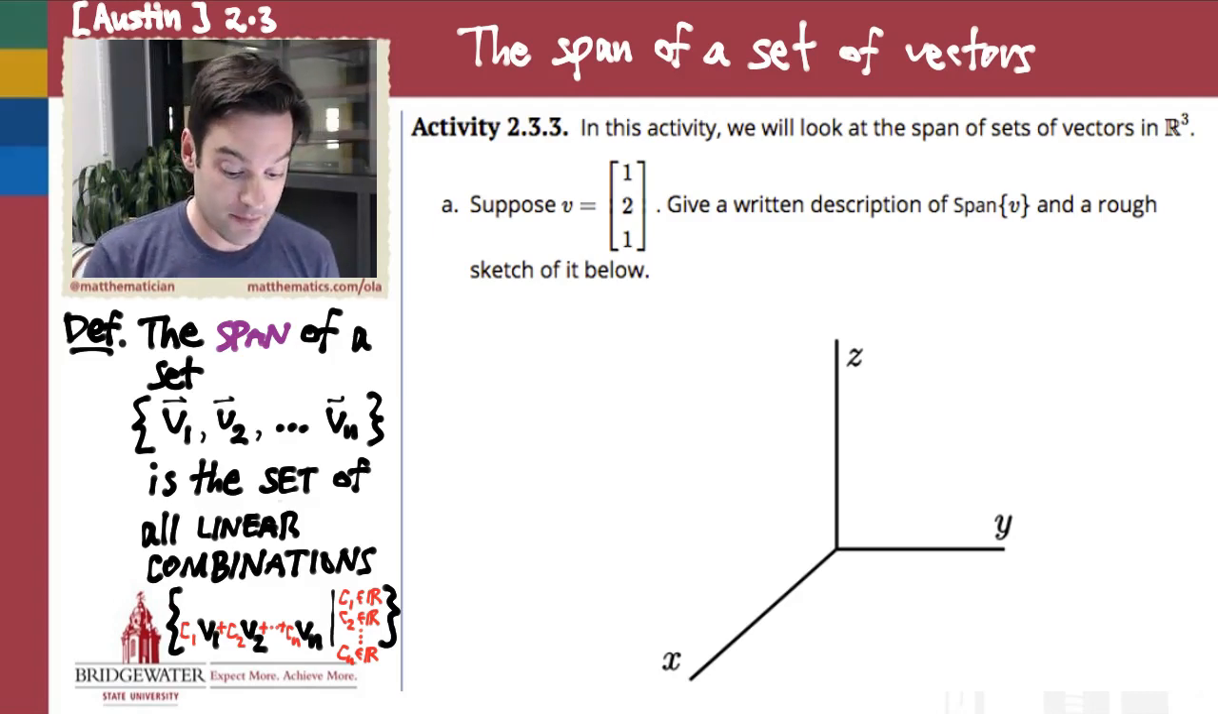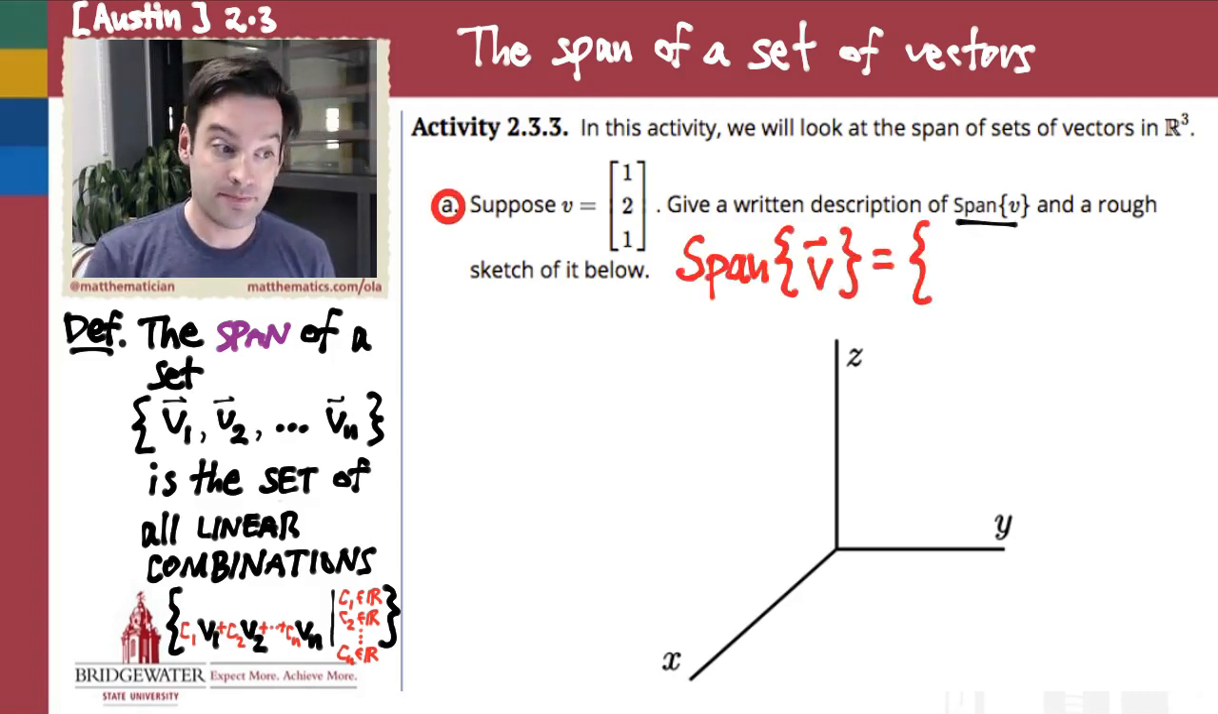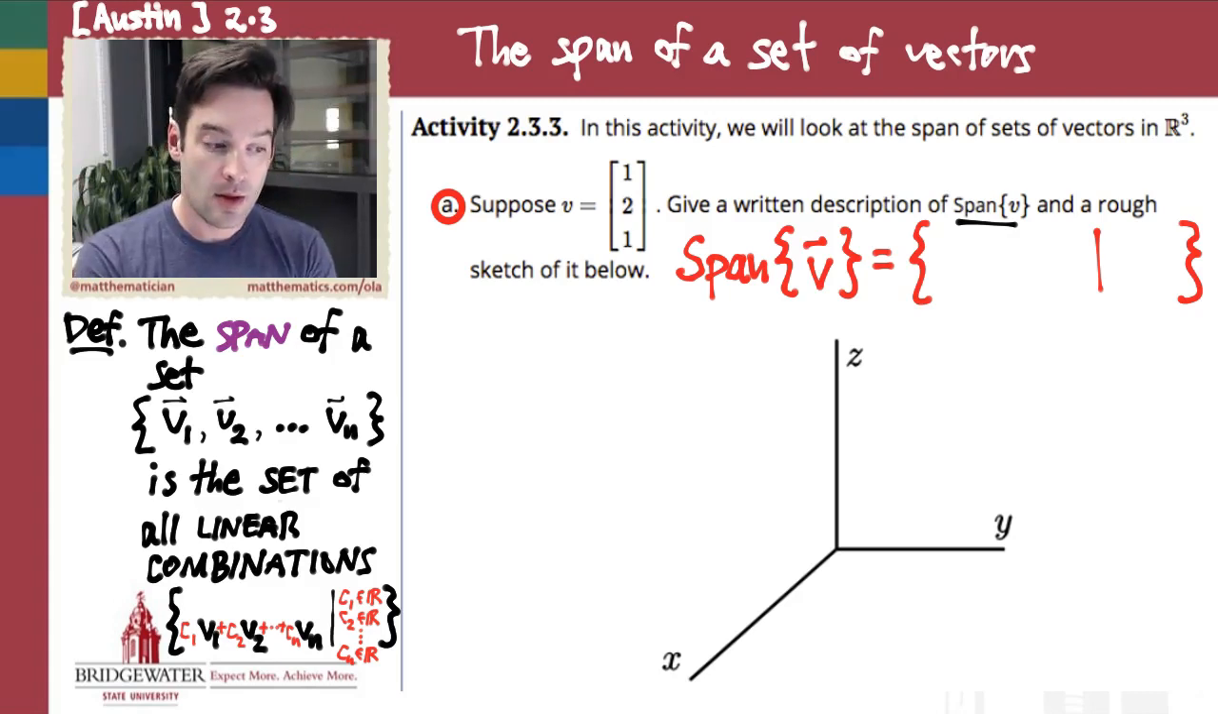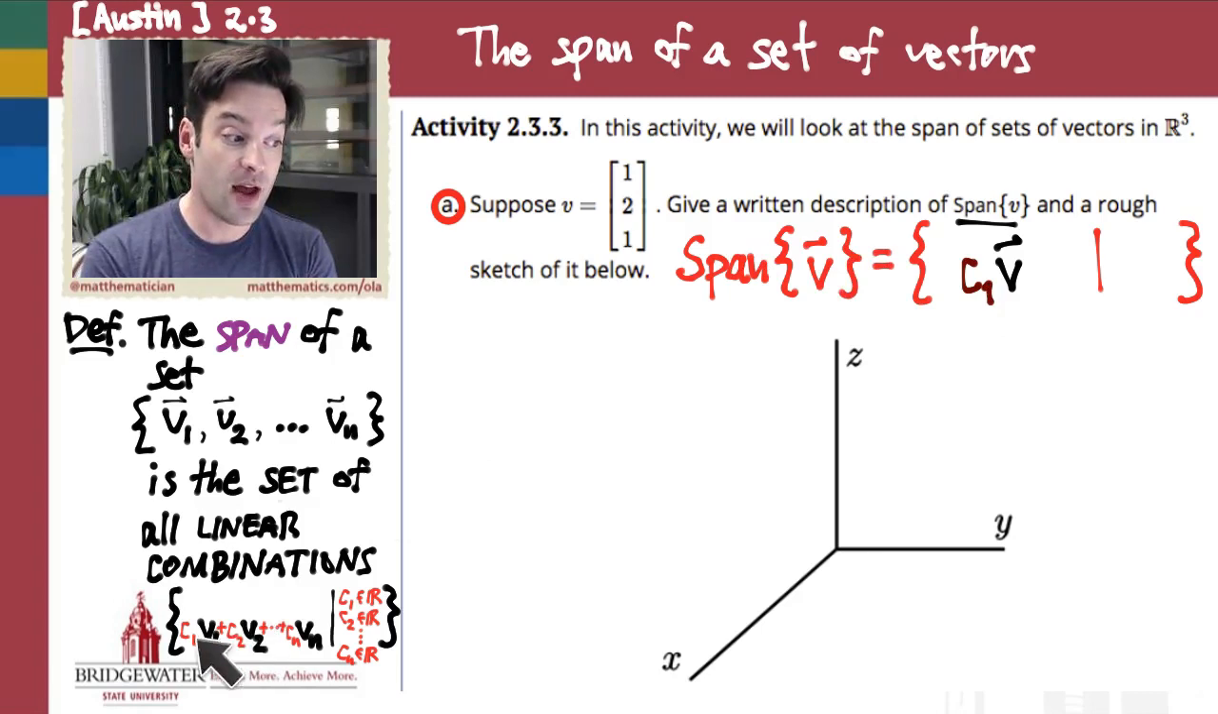First of all, in part A, we're given a vector (1, 2, 1). And we'd like to come up with a written description of the span of the set which consists only of this one vector. So we want to talk about it, and we want to come up with a rough sketch of it as well. Let's start by returning to the definition. The span of a set consisting of just this one vector is supposed to be the set of all linear combinations of that one vector.